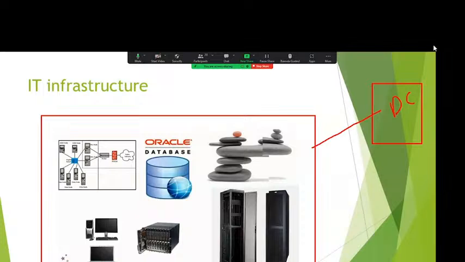Simply, what is the data center? Data center is the heart of the organization. I'm repeating, what is the data center? Data center is the heart of the organization where we can build, deploy, manage, and access the applications through an internal or corporate network.